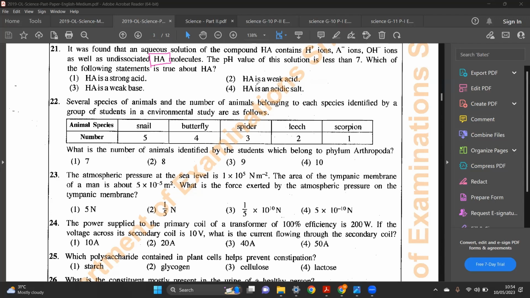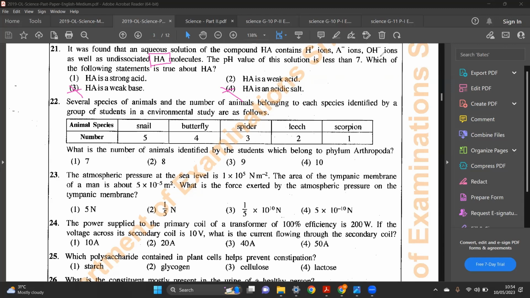Therefore, directly cut off option 4 and option 3. This is what we call the elimination method. Before you look into the actual answer step by step, as soon as you see the most obviously wrong ones, cut them out. Now we are left with 2 answers. We know it's an acid. That's why its pH is less than 7.